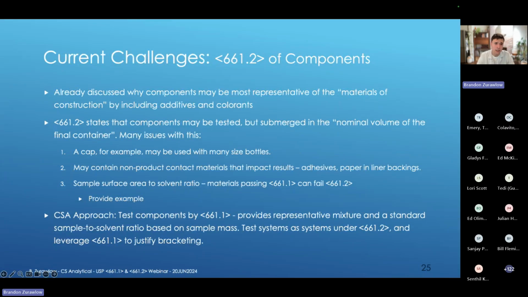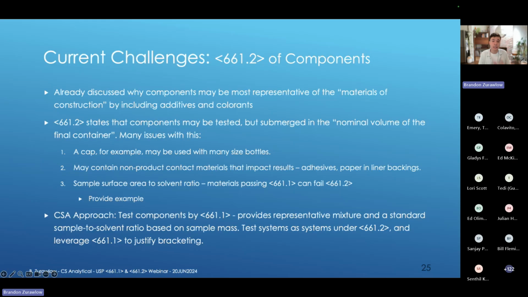One, as an example, you could have something like a cap, and that cap might be used with a whole range of size of bottles. There's not one particular nominal volume that is appropriate to test with. At the same time, if we're taking that entire component and submerging it in a nominal volume equal to the container, that's going to introduce the opportunity for a lot of non-product contact materials to get into the extraction solution.